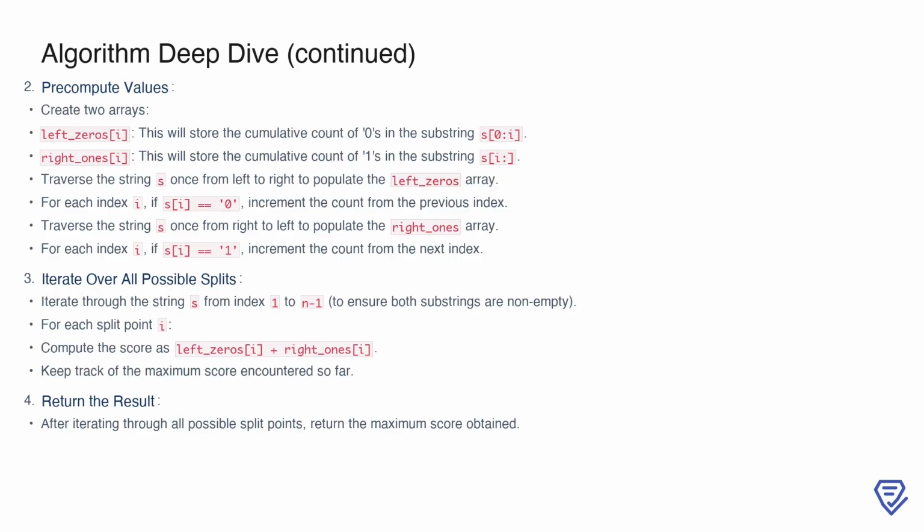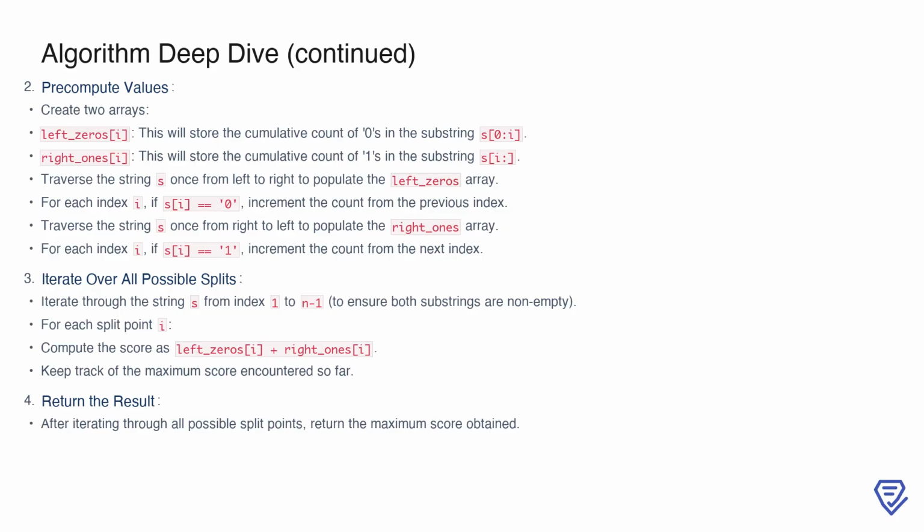At each index, if the character is 0, we increment the cumulative count from the previous index. Then, we traverse from right to left to populate right_ones. At each index, if the character is 1, we increment the cumulative count from the next index.